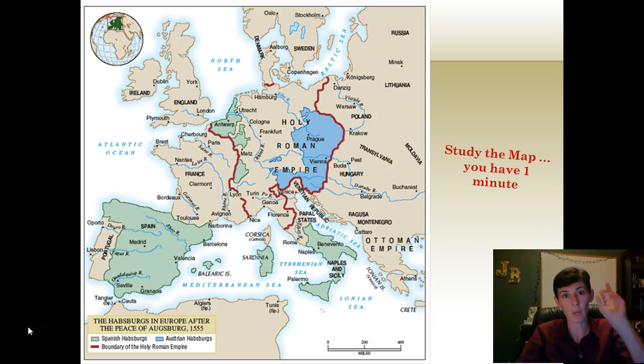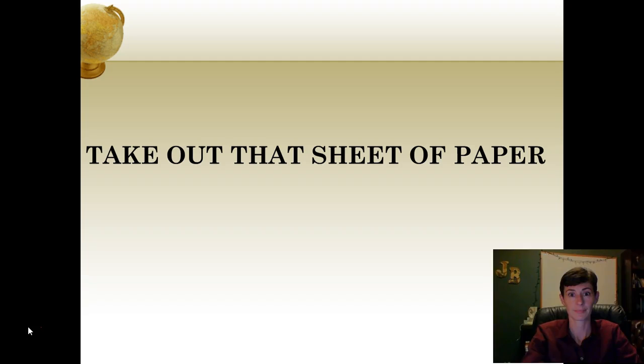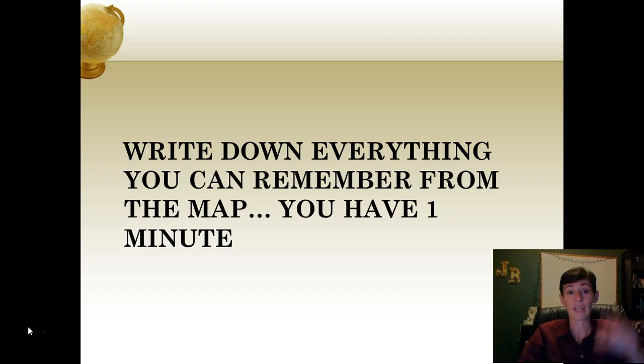All right, so now I want you to pause the video. I want you to time yourself. I want you to study this map. You have 1 minute. Time yourself. Now I want you to take out that sheet of paper, all right? And we're going to do similar things to what we did in the last video lesson. Write down everything you can remember from the map. You have 1 minute. Everything from the title to the key, whatever it is that you can remember, symbols, cities, countries, whatever you can remember, write it down, all right? You have 1 minute.